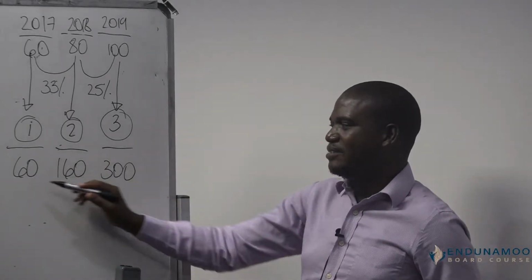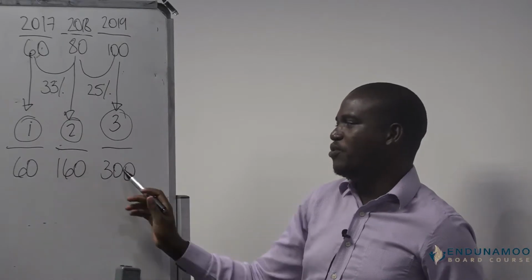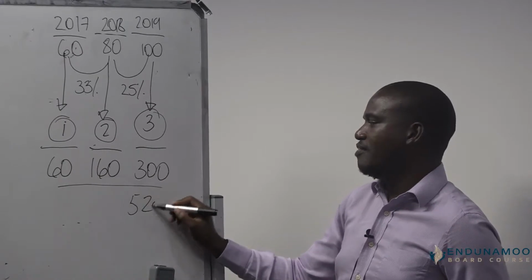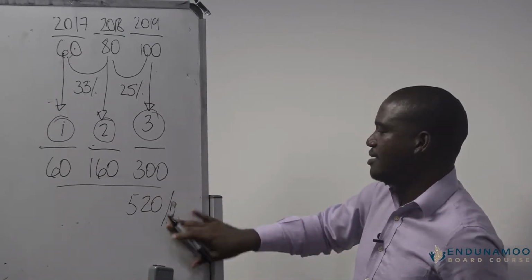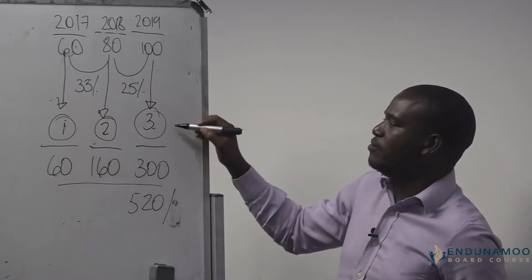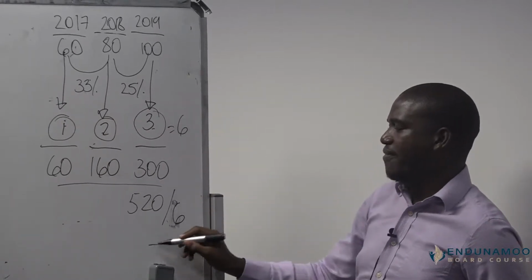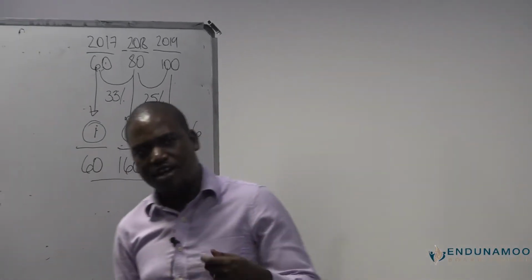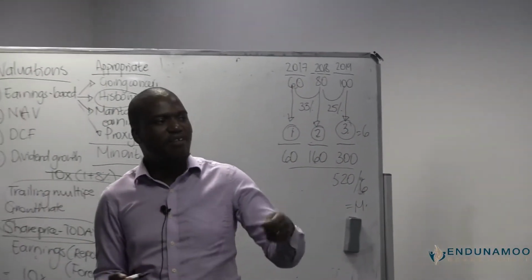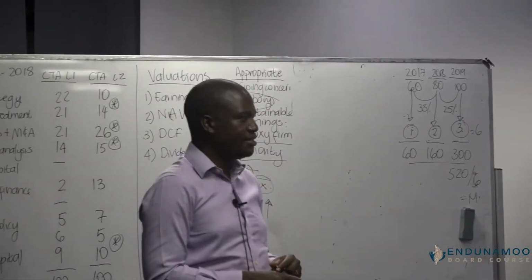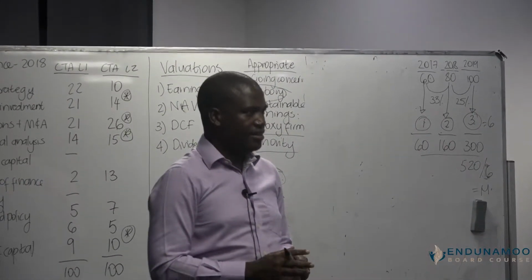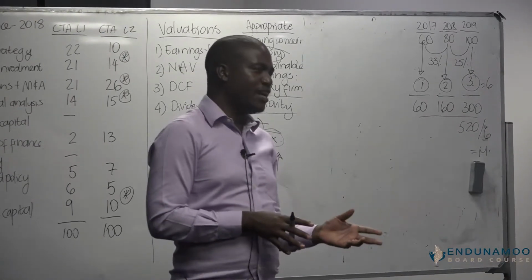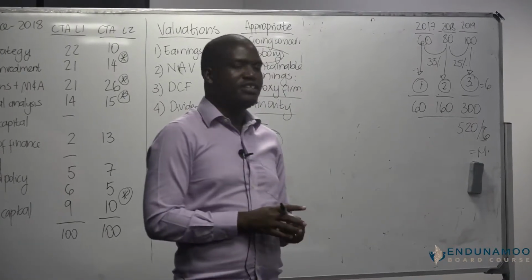Then the idea will be to add it all up to give you what? To give you 520 divided by 3 plus 2 plus 1, which is 6. And that will be your maintainable earnings. So in terms of the point at which you do it, you do it after you've adjusted for the once-off items. Do you understand? So that part you cannot skip. So you'll adjust for the once-off items, and after that, you'll then consider the trend.